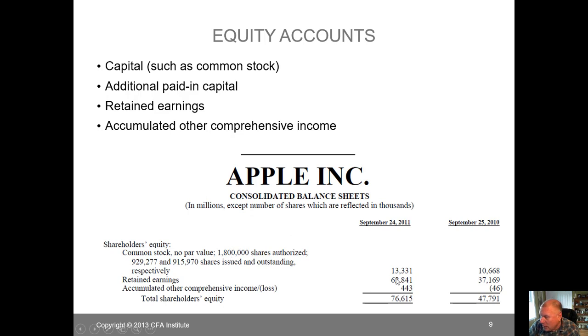Then there's retained earnings, which is 62,841. That's the income that they have not passed out. And then there's accumulated other comprehensive income loss, a lot of this from hedging and foreign currency translations. And that gives us our total shareholders' equity. So when we refer to total shareholders' equity, don't forget it's the whole thing. It's common stock, retained earnings, and accumulated other. It's not just common stock.